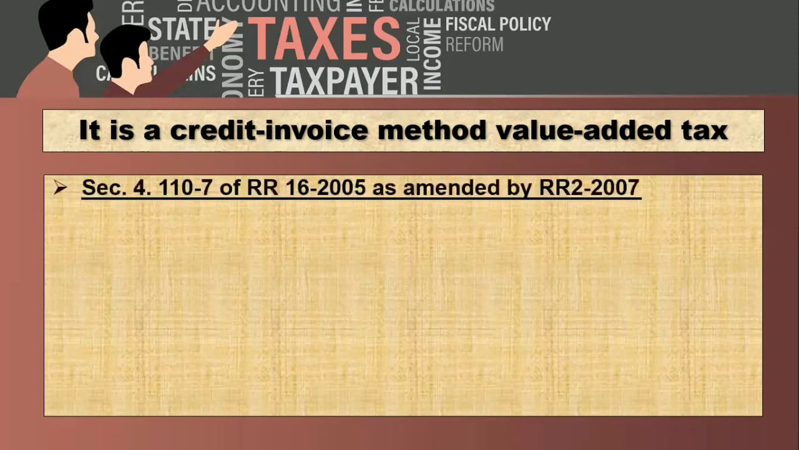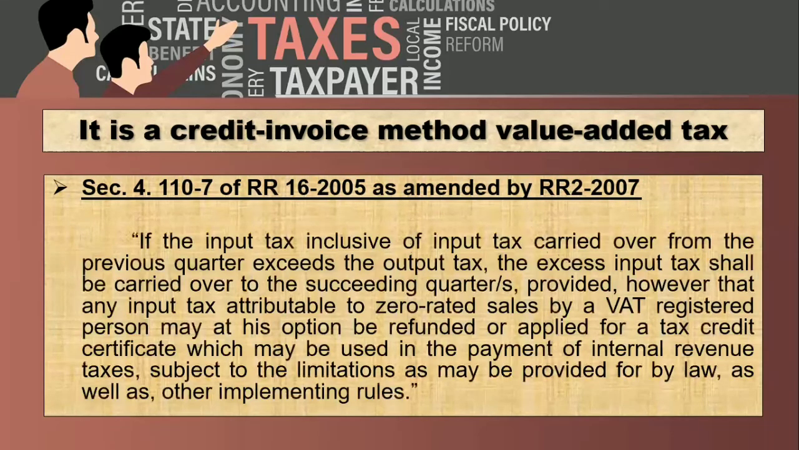So next, Section 4, as amended by RR 2007, simply states that if the input tax is greater than the output tax, then it will be carried over to the succeeding quarter. Again, VAT payable is where output tax is greater than input tax. But when input tax is greater than the output tax, then it will not be considered payable anymore. The excess is already an asset, and that will be carried over to the succeeding quarters.